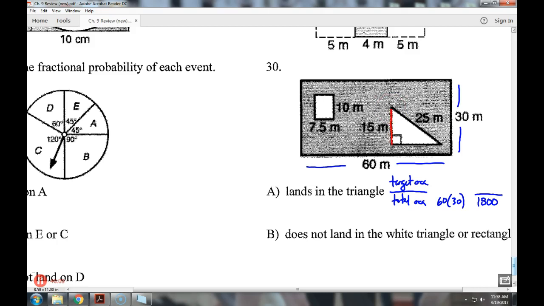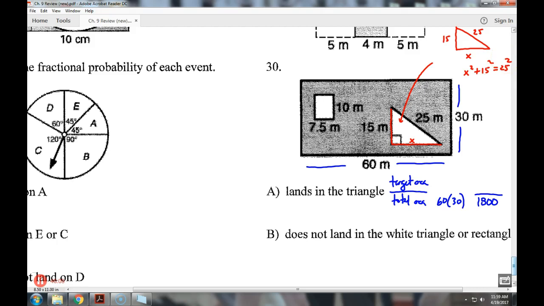Oh, and this kind of sucks because I don't know the base. If I knew the base, I could just do 1/2 base times 15, but I got to work for it a little bit. So this triangle, I'm going to have to use the Pythagorean Theorem. On my triangle over here, I have 15, I have an unknown x, and I have 25. So x squared plus 15 squared equals 25 squared. And you would keep going on that.